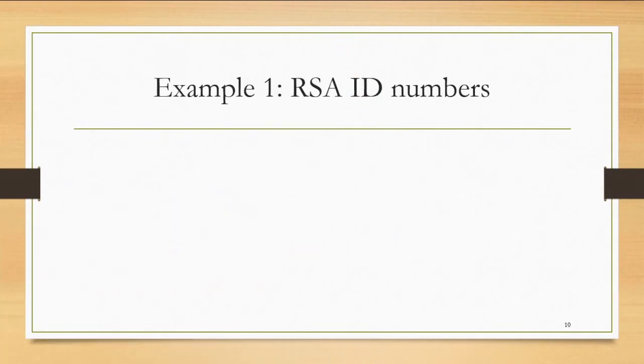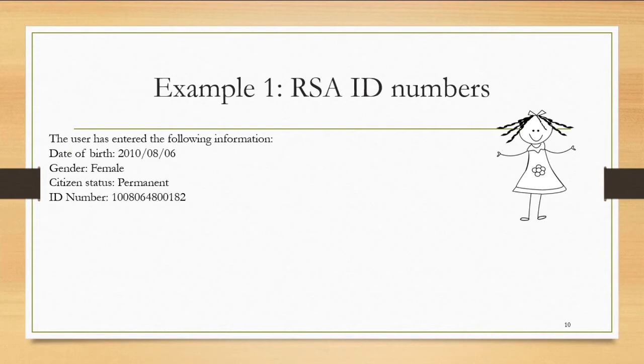Let's look at some examples. So the user has given us the following information. They were born on the 6th of the 8th of 2010. They are female, they are a permanent citizen, and they have that ID number. Let's look at validation. We can extract the following information. Their date of birth is the 10 of the 08 is the 06. That corresponds to the given date of birth. Their gender is correct, as the 4800 falls into the female category, and we can see that they are a citizen, which means they are permanent, which corresponds to their given information.